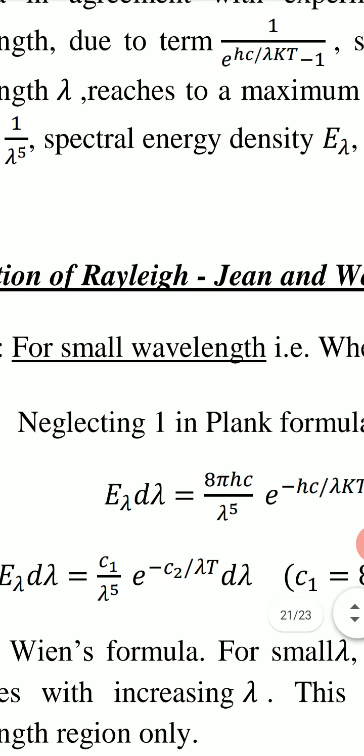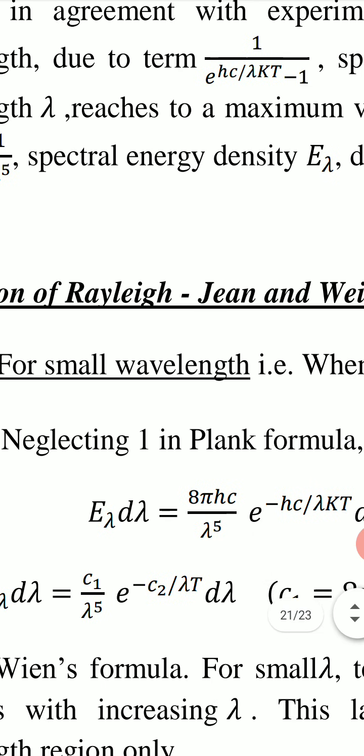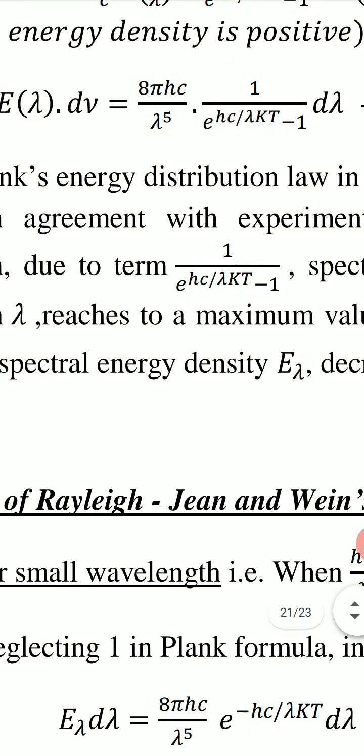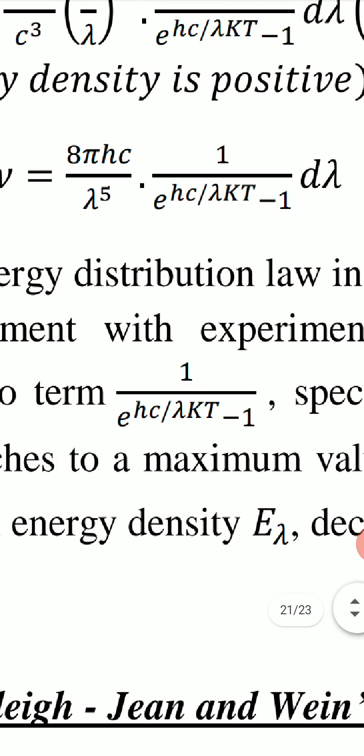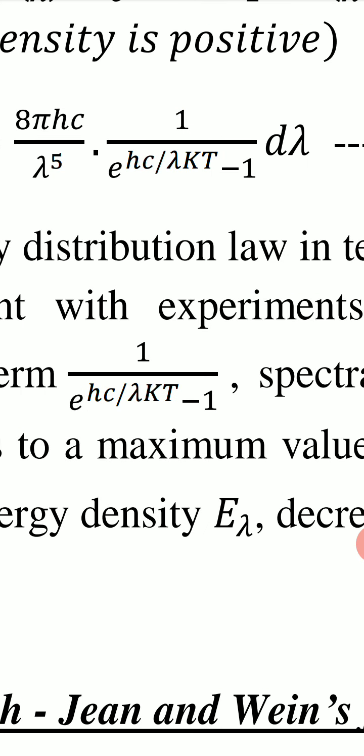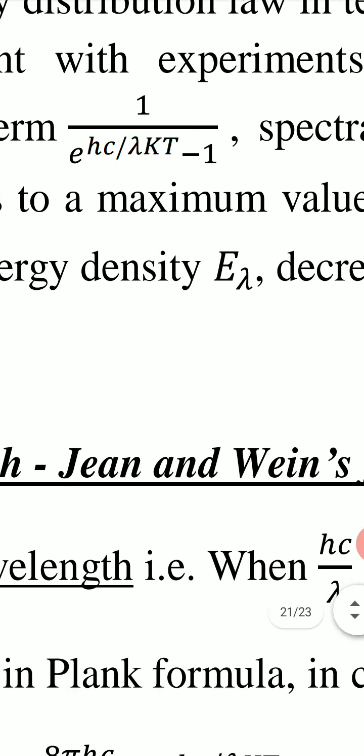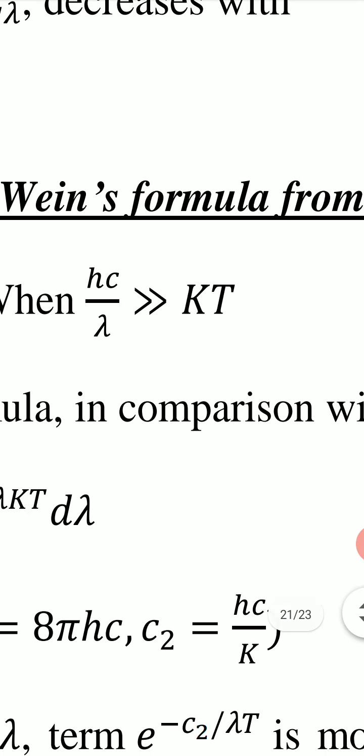Case first, for small wavelengths. When wavelength is small, in this formula, in the exponential, we have e to the power hc upon lambda kT. hc upon lambda is energy; we consider it in the numerator. Then in the denominator, we have kT, which is also thermal energy. So if lambda is small, then hc upon lambda will be large. It is much greater than kT.